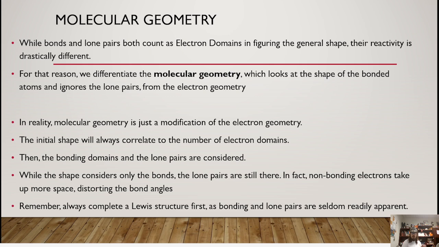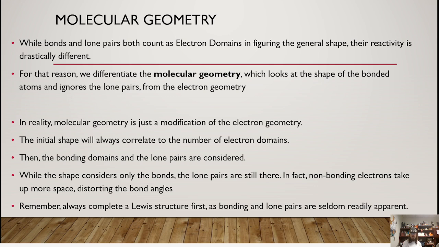However, remember, we always start with a complete Lewis structure first. Then we find the electron domains, and we need to then find bonding and lone pairs. We always want to draw the Lewis structure because if I give you CO2, you may not know what the central carbon looks like. If I say NH3, you don't know that the center nitrogen has a lone pair until you draw it out.